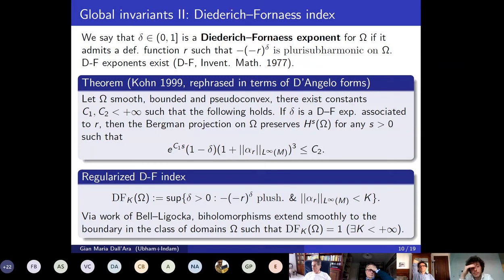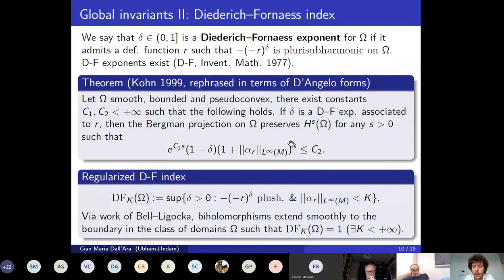So again, let me stress again that if you define the Diederich-Fornaess index just as the supremum over all the possible deltas, such that for some defining function minus r to the delta is plurisubharmonic, then you are not allowed to conclude from the information that this index is equal to 1 that, for example, biholomorphisms, smooth biholomorphisms, between two such domains extend smoothly to the boundary.